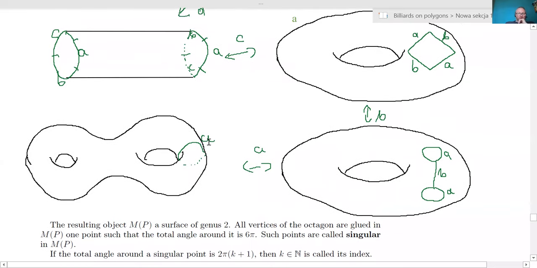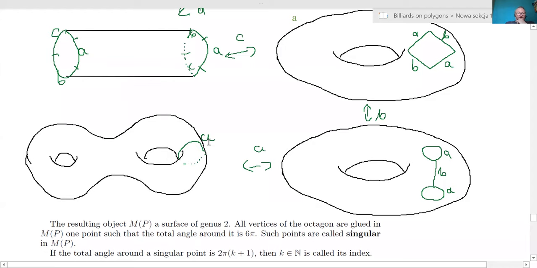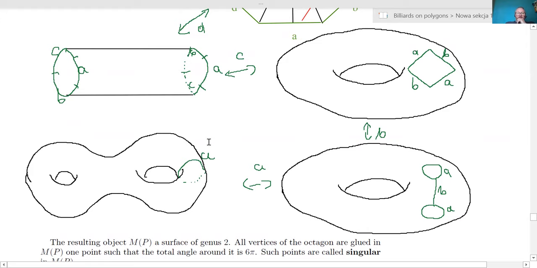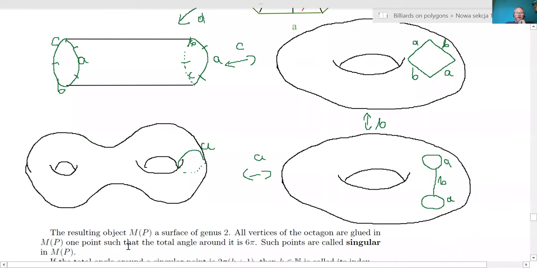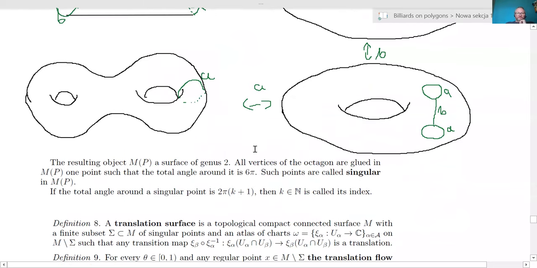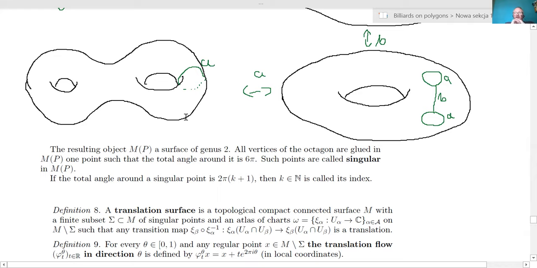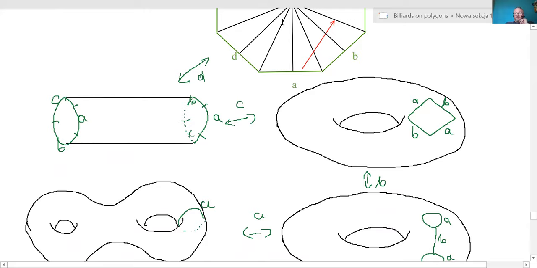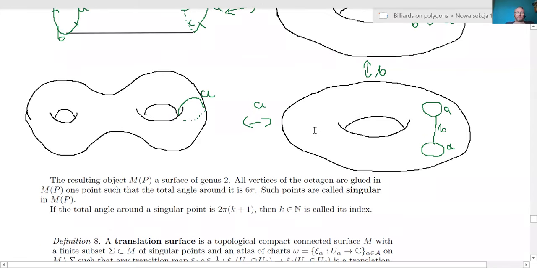And this is a nice object, it's a surface, but on the surface there are very special points. For example, we should observe that all vertices of the octagon, in this procedure of gluing, are glued in the surface to a single point. And it means that the total angle around this point is the sum of angles around the vertices. And it's not so hard to compute that this equals 6 pi. So generally, this surface locally looks like Euclidean space, because generally it follows from this picture. But there are some exceptional points, not so many, because here there is only one exceptional point.